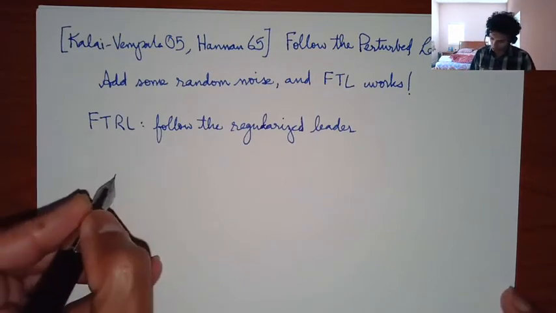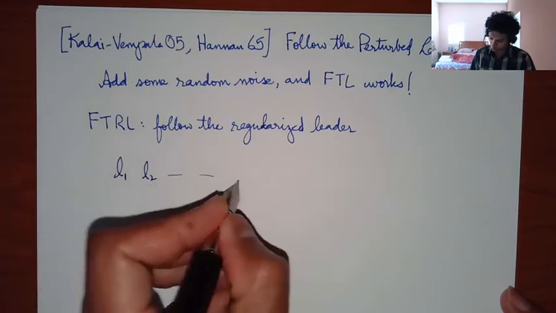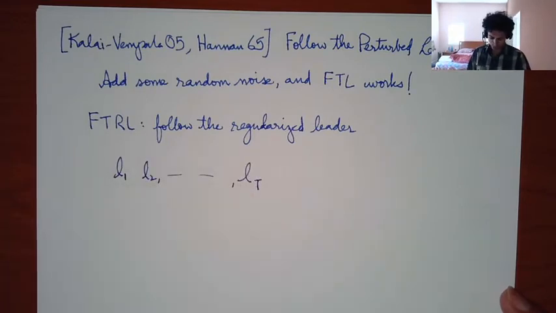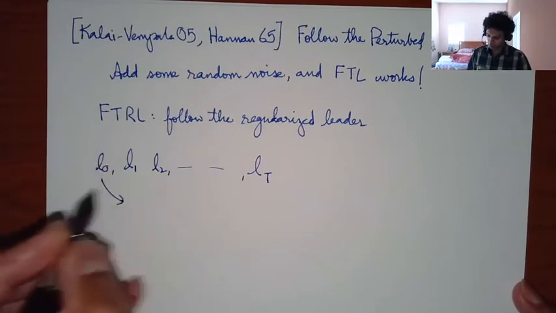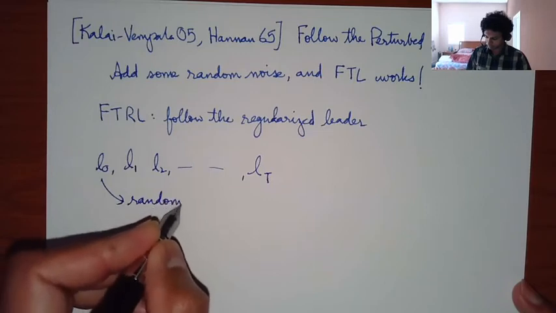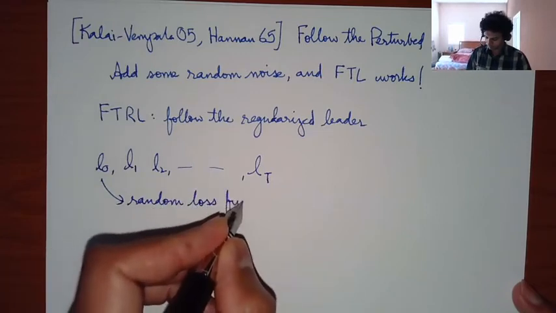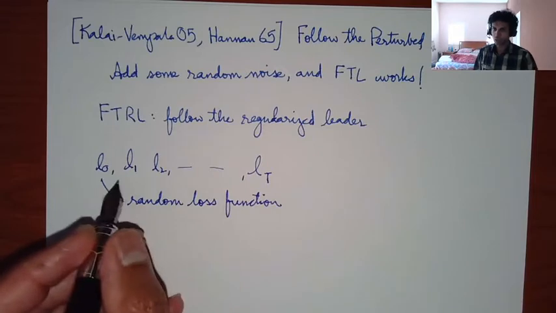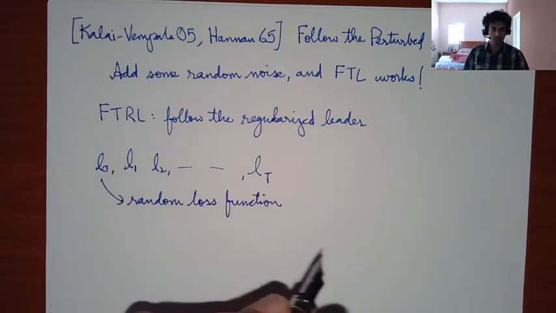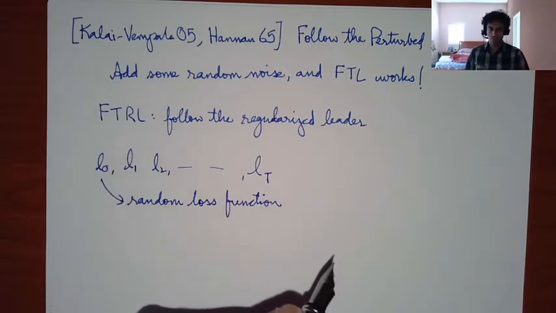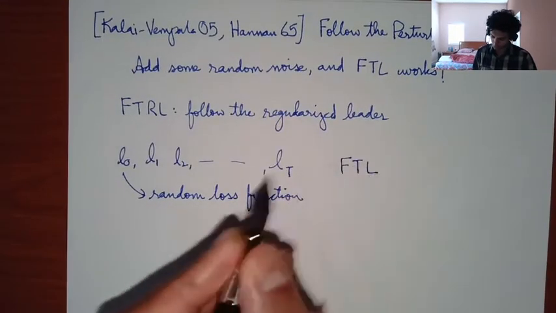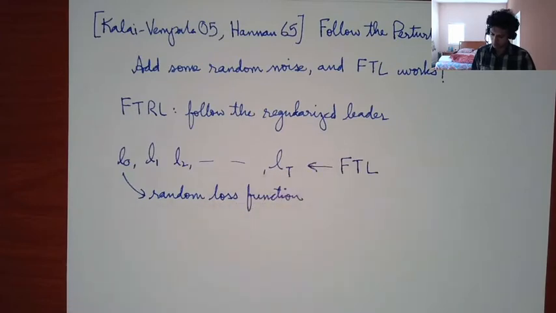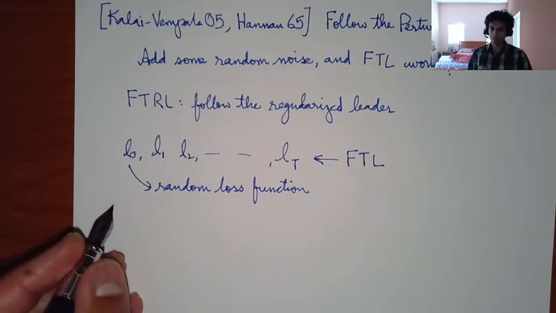Okay, so the idea is you have these loss functions L1, L2, up to LT, so on and so forth. We're going to add a loss function called L0, and this is going to be a random loss function. So we're going to add a random loss function at the very beginning. And then we're going to do FTL, just follow the leader on that sequence. So let me define this formally.